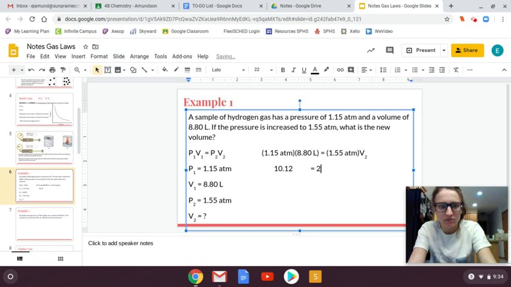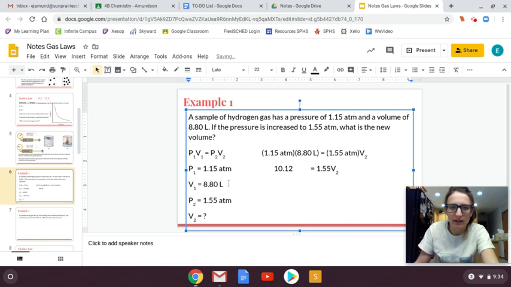Equals 1.55 times V2. So now to get V2 alone, we will divide both sides.